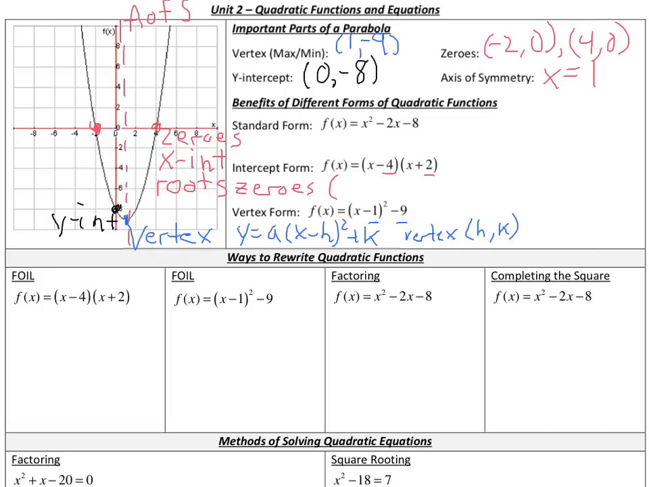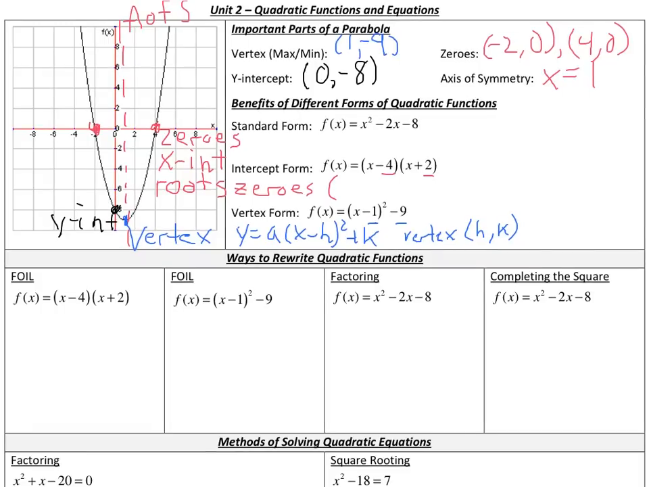With intercept form, what you always want to realize is that it's always going to be the opposite of these two numbers. So you might want to write the word opposite here. It's always the opposite of them, but can you tell those two numbers are going to be your zeros? So it's kind of nice. It quickly gives you where it crosses the x-axis.